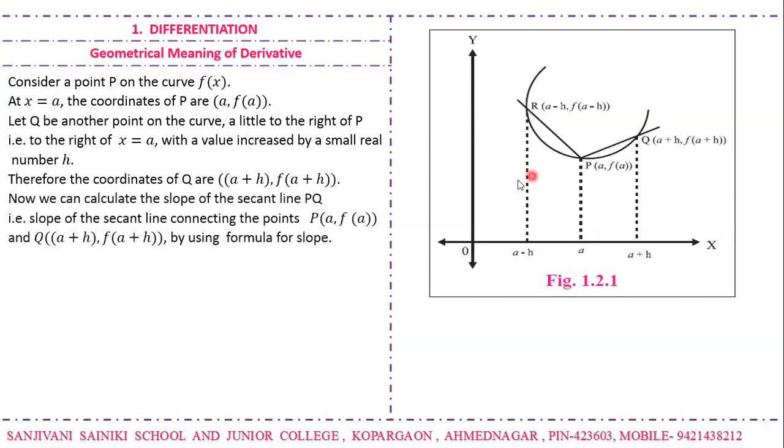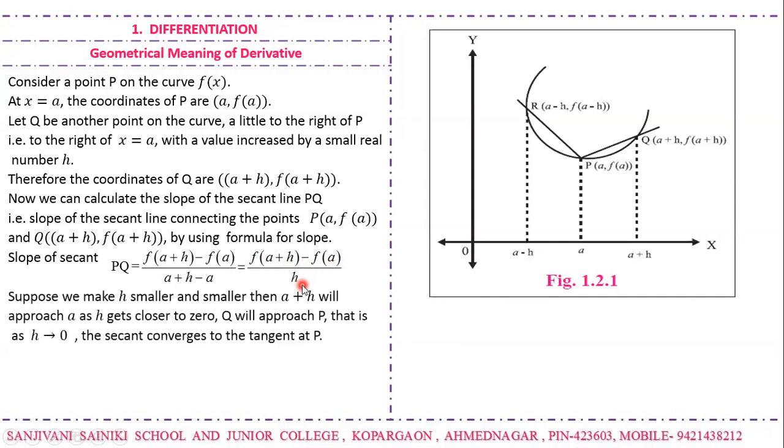And now we calculate the slope of the secant line PQ. Now how to find the slope of the secant passing through the 2 points? It is given by y2 minus y1 upon x2 minus x1. By this way we get the slope of the line. So f of a plus h minus f of a upon a plus h minus a. But a plus h minus a is nothing but h. So what do you get? f of a plus h minus f of a upon h.